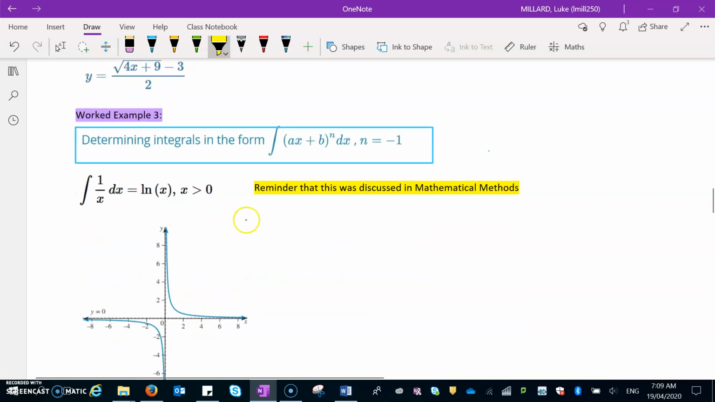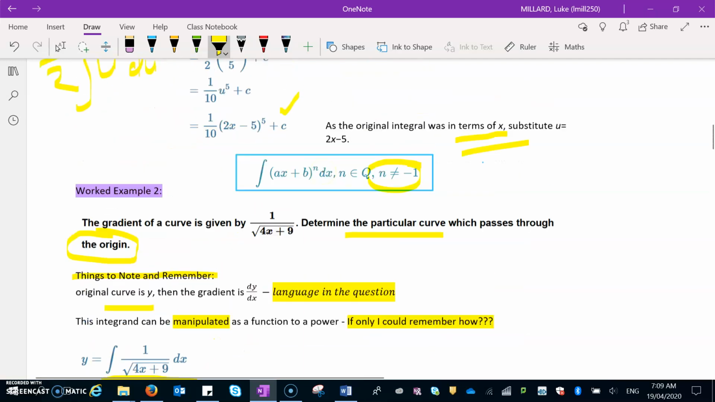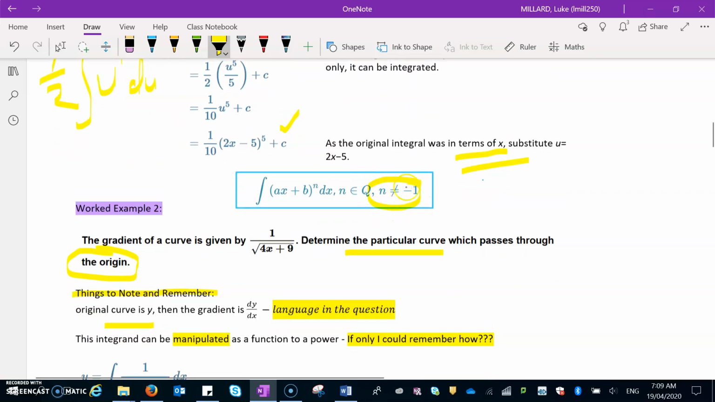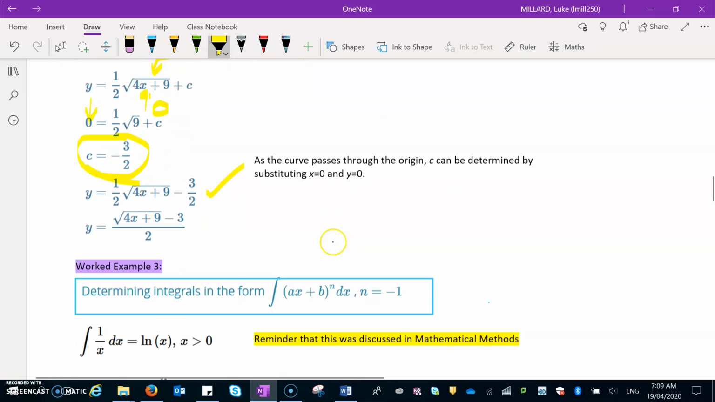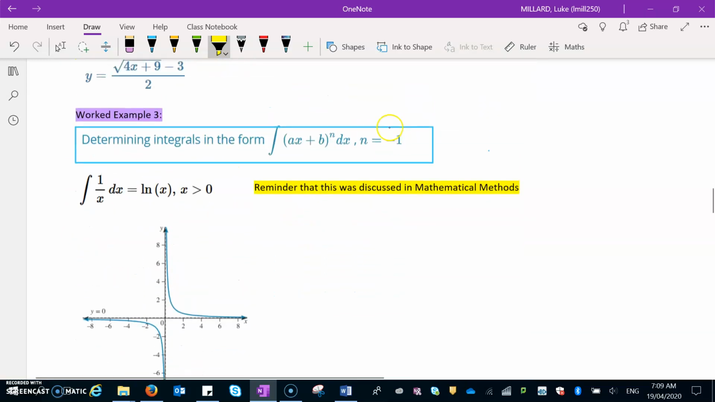Our third worked example today, if you note in that previous rule up here, it dealt with rational numbers, but it didn't deal with n being the index of -1. So in this particular question, we are going to look at when n is equal to -1. And I might jog your memory back to mathematical methods: if we had to integrate 1 over x, if we were to write that again, that would just be x to the index of -1.